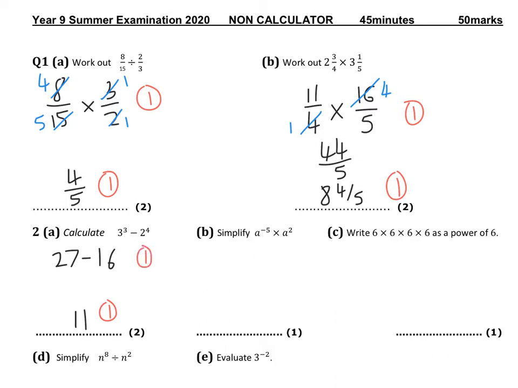Part B is simplify a to the power of minus 5 times a to the power of 2. When the bases are the same and you're multiplying, what you do is you add the powers. So when you add minus 5 and 2, you get minus 3. 1 mark there just for that answer. And write 6 times 6 times 6 times 6 as a power of 6. That would be 6 to the power of 4. 1 mark for that.